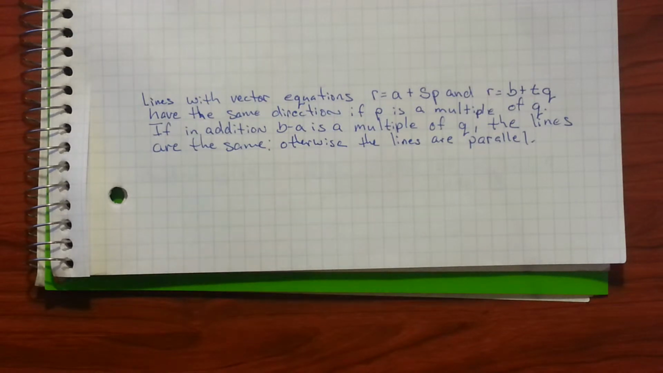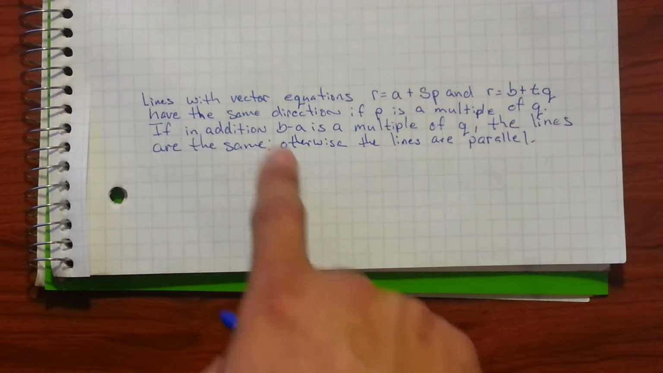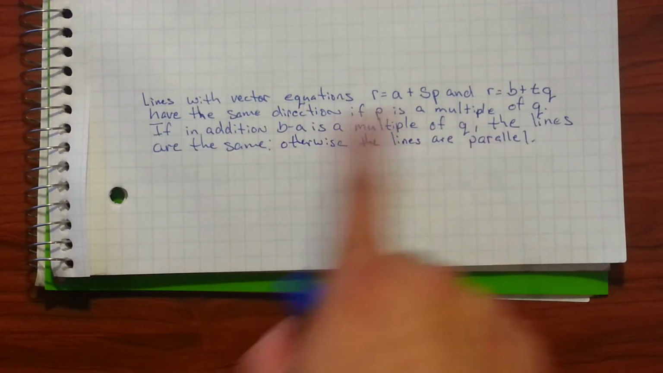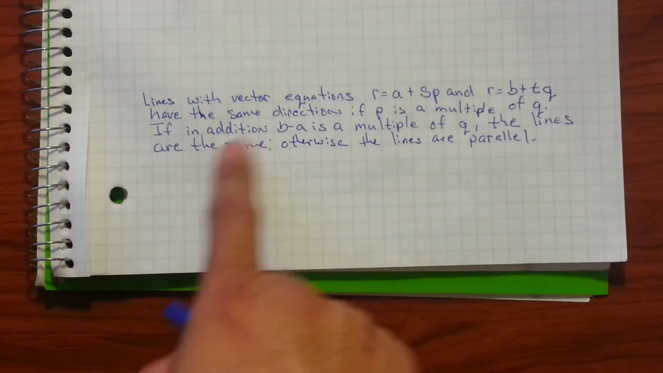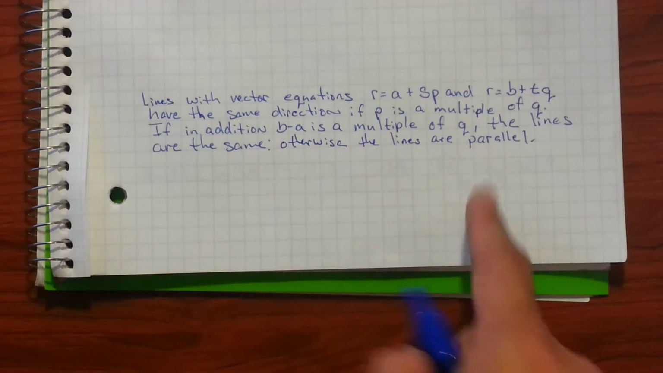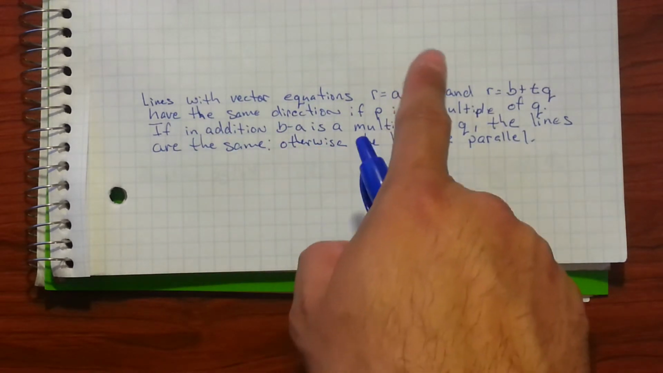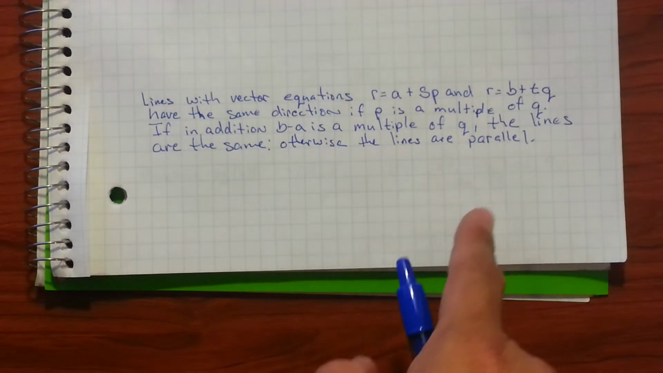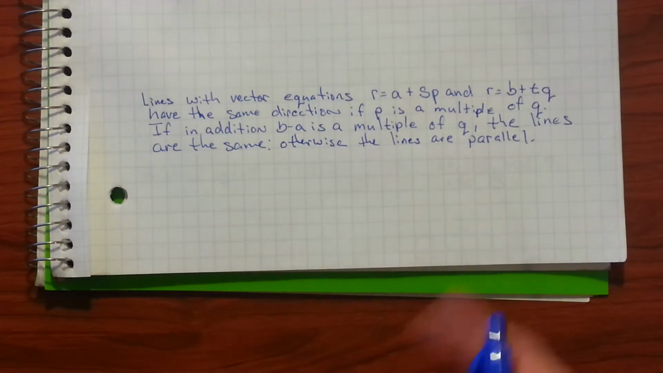So what that means is, right here, if b minus a is a multiple of q, the lines are the same. But otherwise, if they have the same slope, it's basically the same thing. If they have the same direction, they are going to be parallel. So that's the same thing as my Cartesian equation. If they have the same slope, they're parallel. And if they intersect at all the same points, then that means that they are going to be the same line.